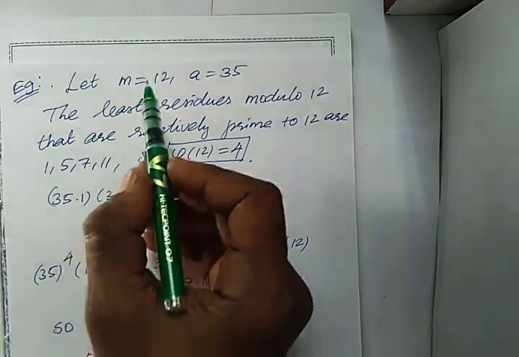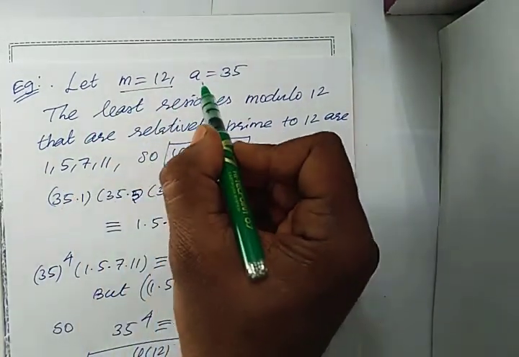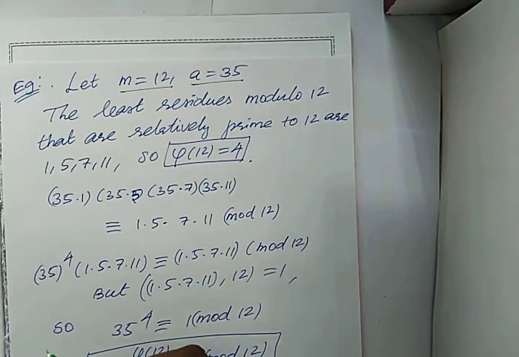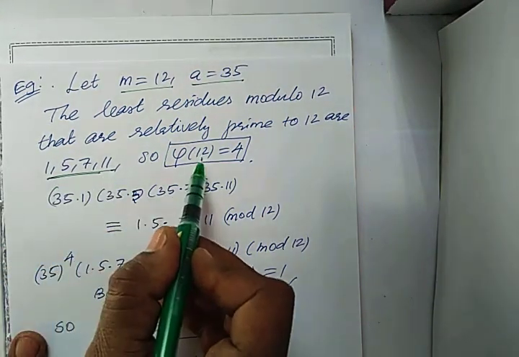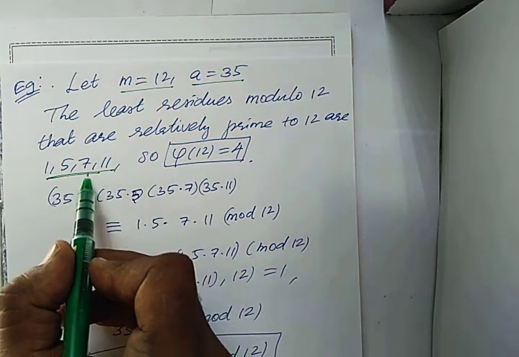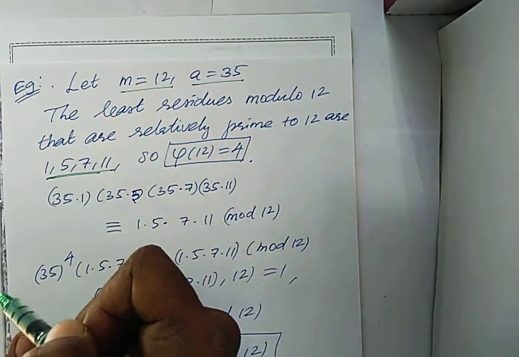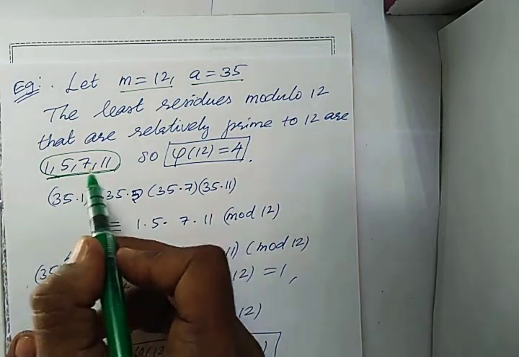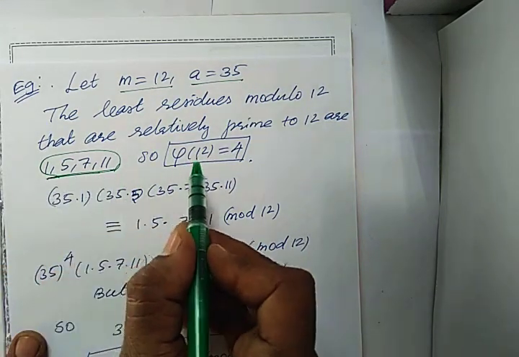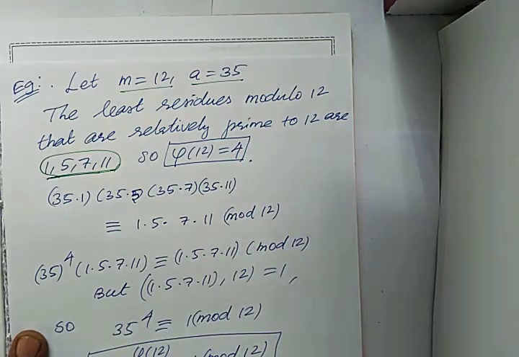Let m be 12 and a be 35. These are the least residues of 12, and these are relatively prime to 12, right? These are the elements of U of 12. So, what is phi of 12? There are 4 numbers, so phi of 12 is equal to 4.